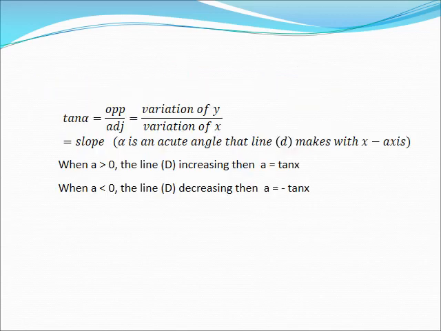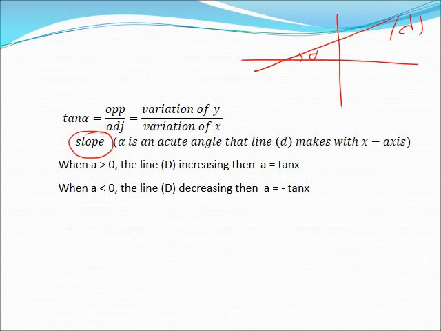Tangent alpha is equal to opposite over adjacent. Opposite, variation of y. Adjacent, variation of x. Variation of y over variation of x, it is slope. Alpha is an acute angle that line D makes with x-axis. That's line D, that's alpha. If the slope A is positive, then the line D is increasing and A equal tangent alpha. When A is negative, the line D is decreasing and A equal minus tangent alpha.